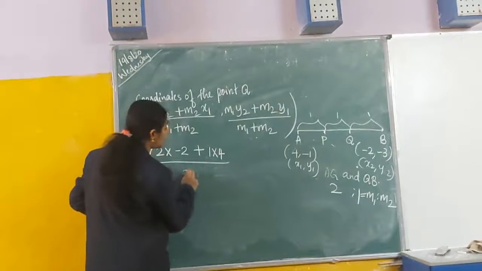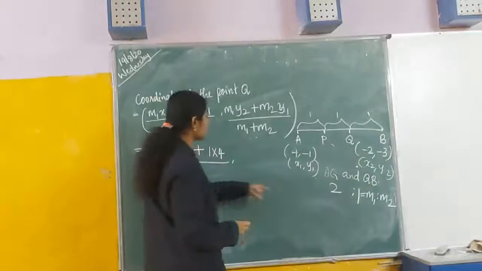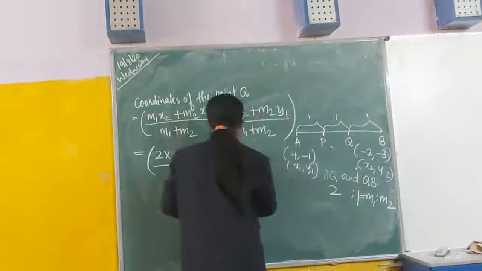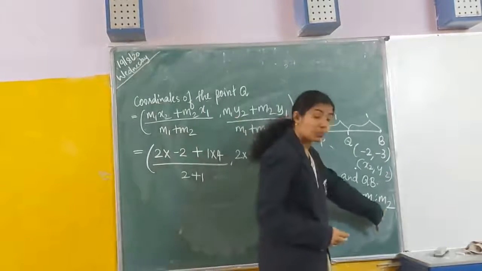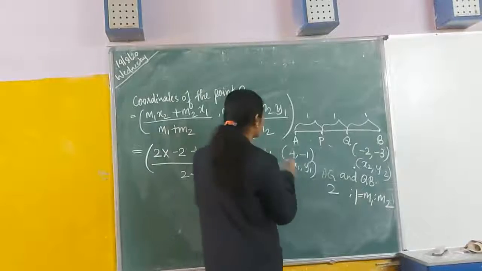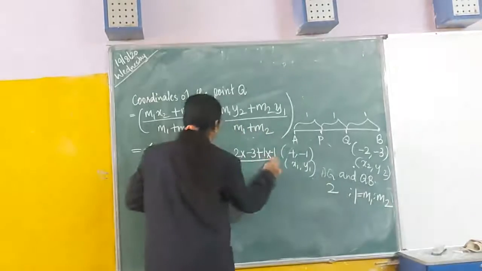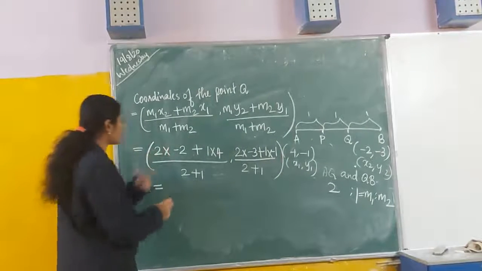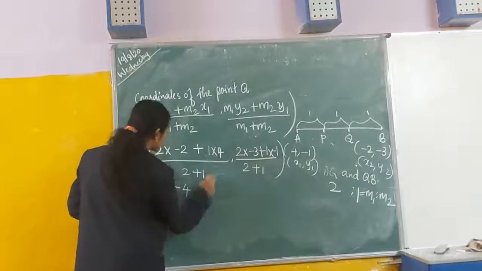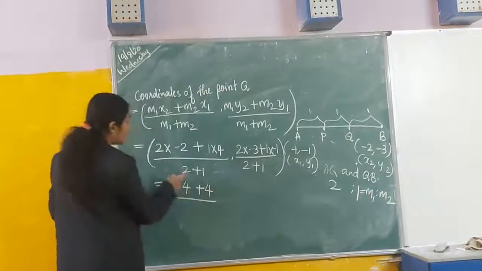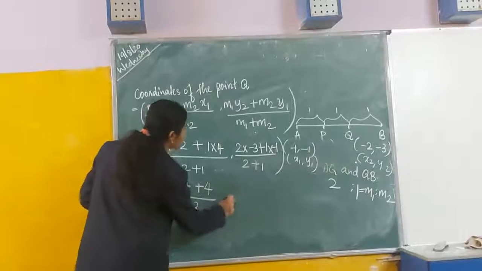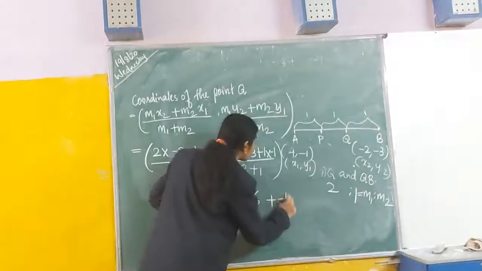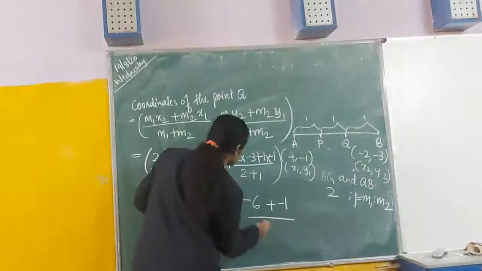divided by m1 plus m2, that is 2 plus 1. Next, you see 2 into y2, which is minus 3, plus m2, which is 1, into y1, that is minus 1, divided by 2 plus 1. Simplify this one: 2 into minus 2 is minus 4, plus 1 four is 4, divided by the denominator 2 plus 1, that is 3. Here you can see 2 into minus 3 is minus 6, plus minus 1, divided by 3.